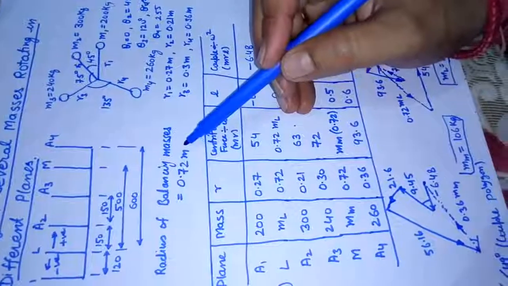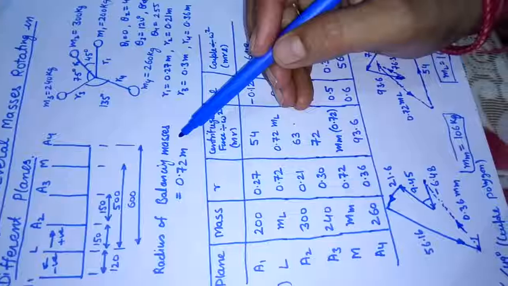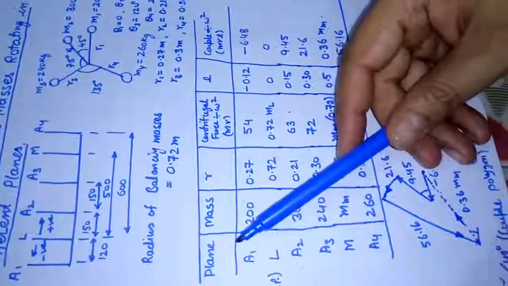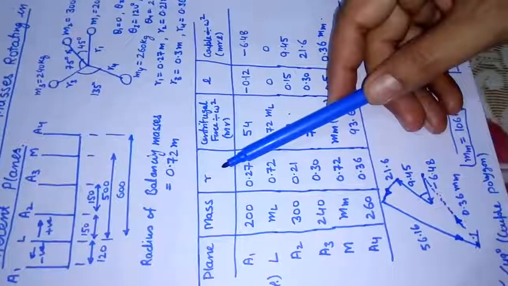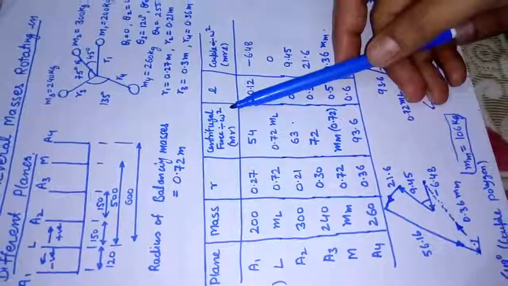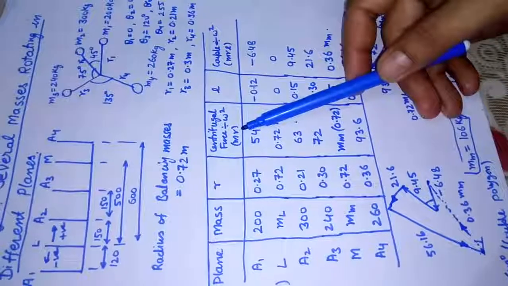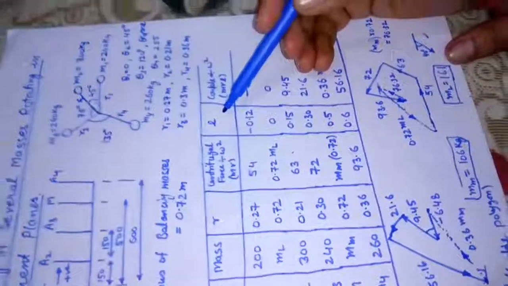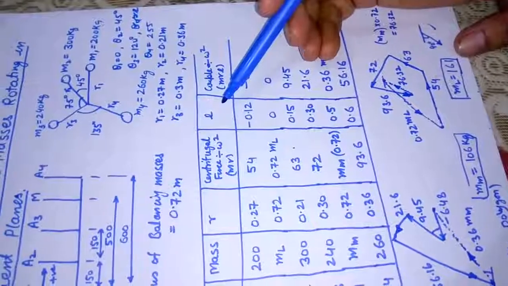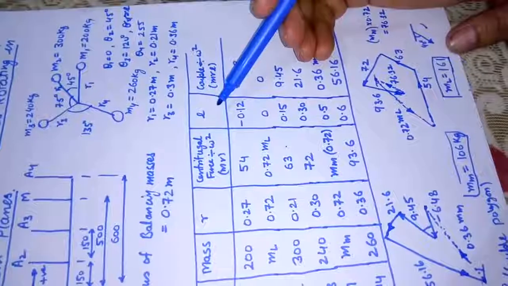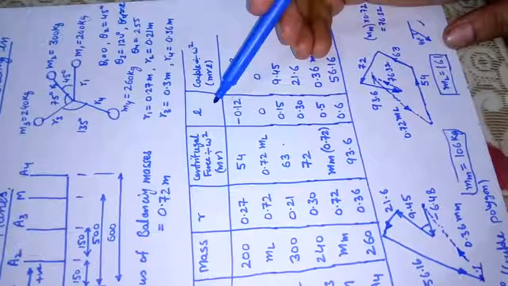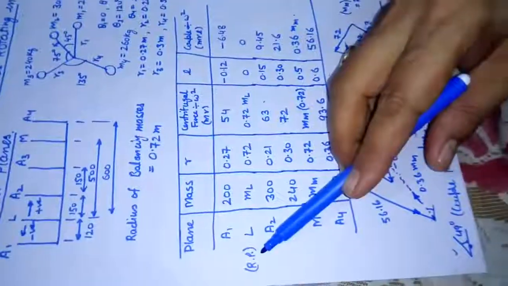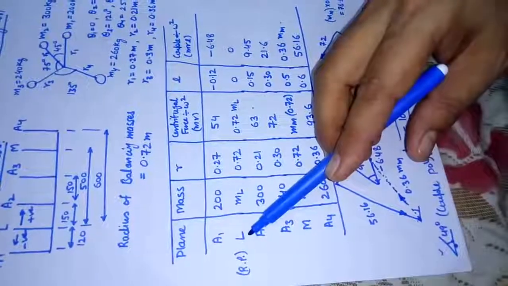Now how to solve it graphically, that is what we wish to discuss. First of all we'll make the table. The table will have components like plane, mass, radial distance, and centrifugal force divided by omega square, which gives us the term mr. Then L is the distance of a plane from the reference plane. We are supposed to select either of the planes where we implement the mass, L or M, as a reference plane. Here the plane L is taken as the reference plane.